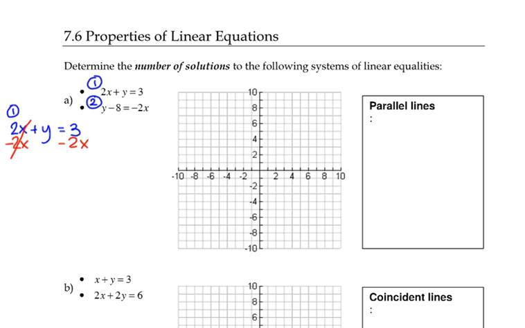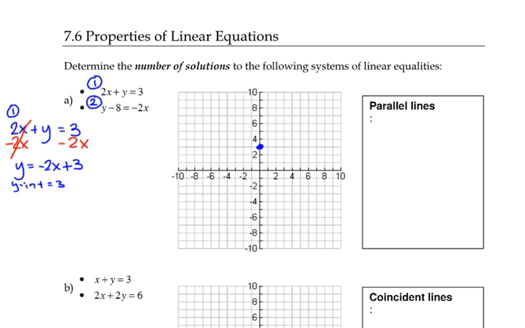The x's cancel out. And we're left with y equals negative 2x plus 3. Very good. So in order to plot this, what's the first thing we're going to plot? Y-intercept is 3. So let's plot that.